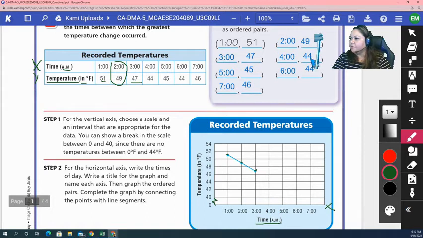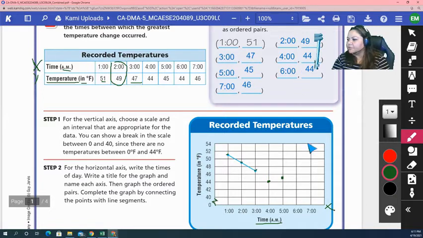Then at 4 o'clock, we have 44. So that means we start on 4 on the x-axis, and then we go up and we stop on the y at 44. And that's where we will draw our little point circle. Then we continue to the next one, number 5. At 5 o'clock, we had 45. So 45, if we look at our scale here on the y coordinate, 45 would be between 44 and 46. So we have to line that up. So 5 and 45.